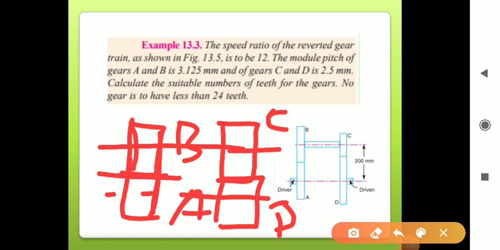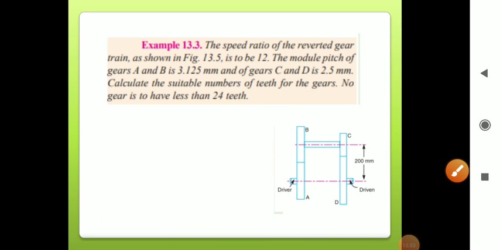Okay, now the distance between C and D is 200 mm. Our distance between A and B is 200 mm. This is the driver, and this is the driven. That means A is the driver and D is the driven. A is the first driver, C is the second driver, B is the first driven, and D is the last driven.